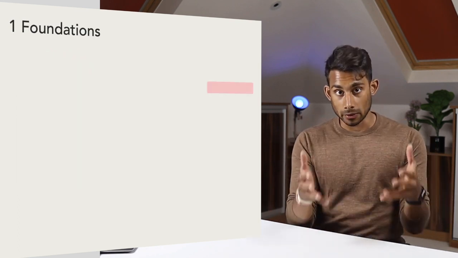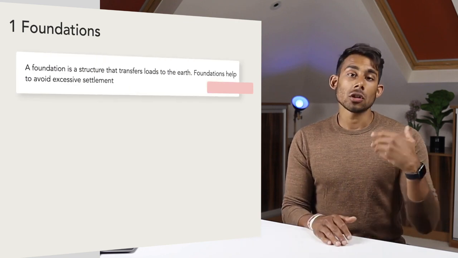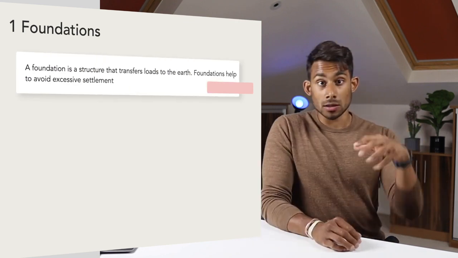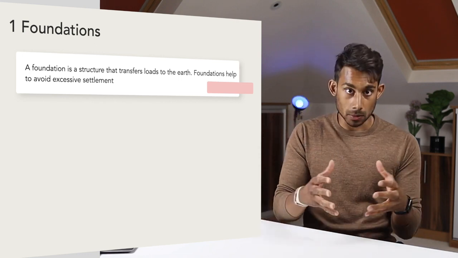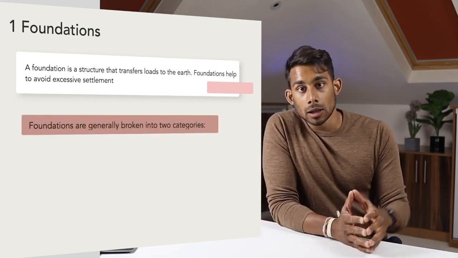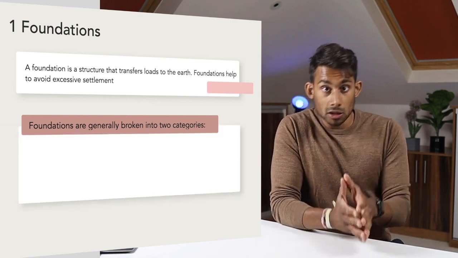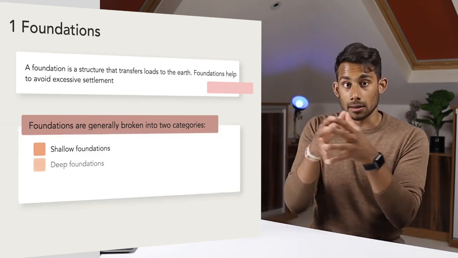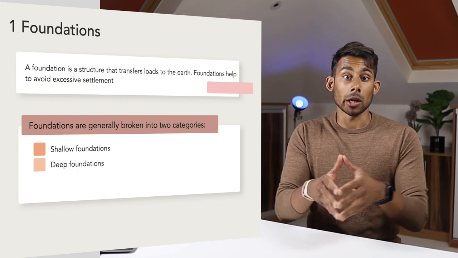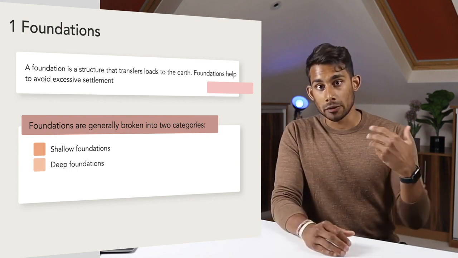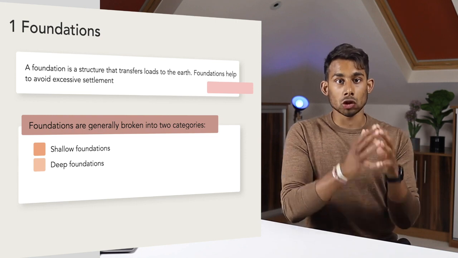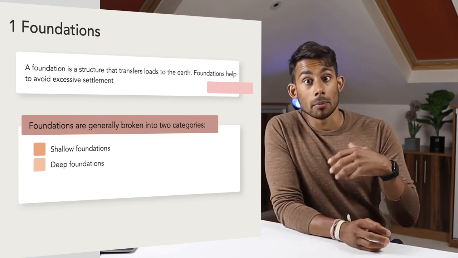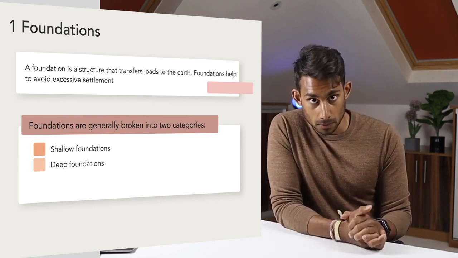Let's start with foundations. A foundation is a structure that transfers loads to the earth. Foundations help to avoid excessive settlement. Foundations are generally broken into two categories, shallow foundations and deep foundations. And we're going to go through both. So number one, shallow foundations, and they are typically used where the loads imposed by a structure are low relative to the bearing capacity of the surface soils.